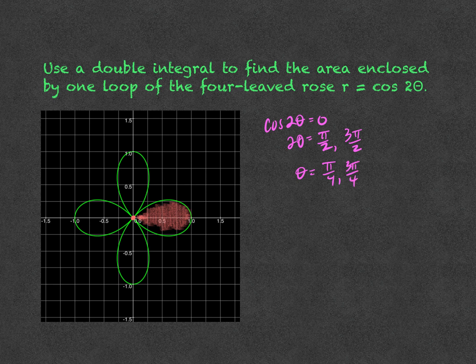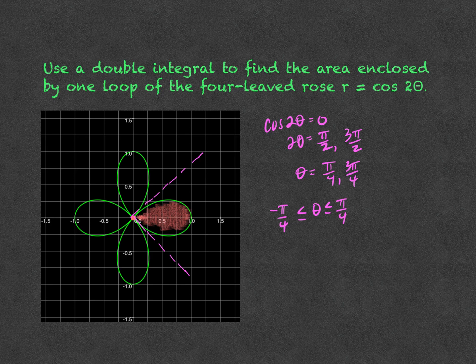So you can use those for your bounds, pi over 4 to 3 pi over 4, but we generally are going to use negative pi over 4 to pi over 4. So we're going to say theta is between negative pi over 4 and pi over 4. Remember that negative pi over 4 and 3 pi over 4 are the same thing. So we tend to use that one because that indicates that we're starting at the bottom and moving to the top and working on this four-leafed clover. So that's our theta. Let's talk about our r.